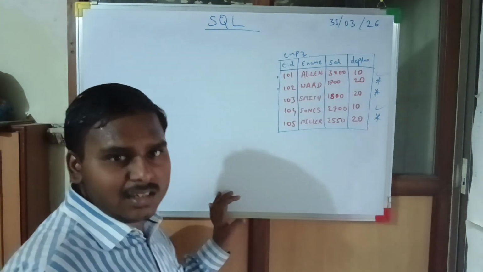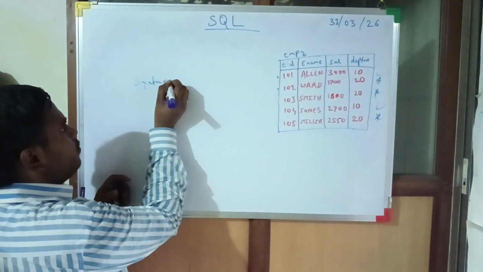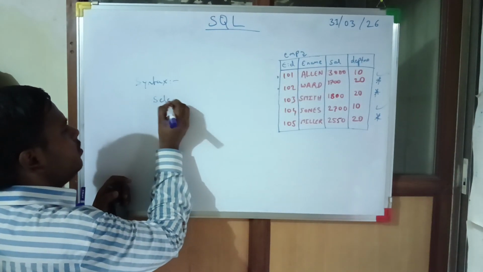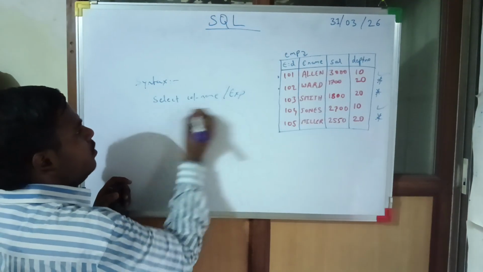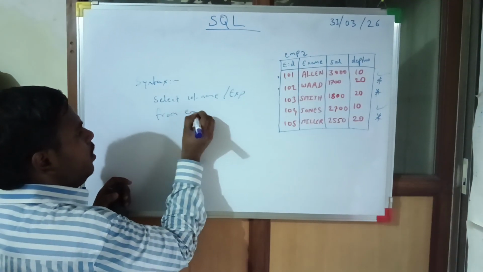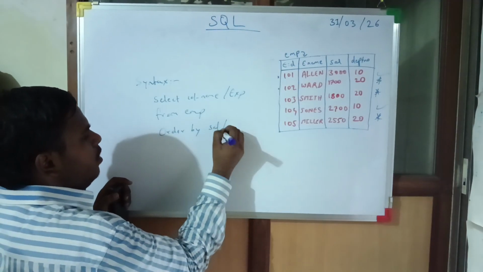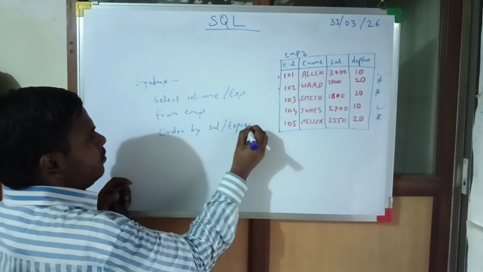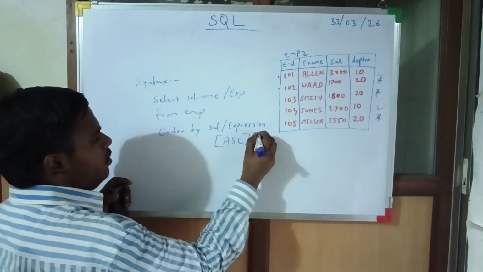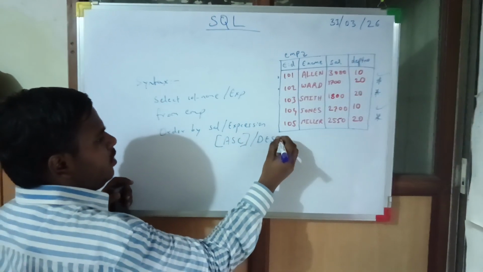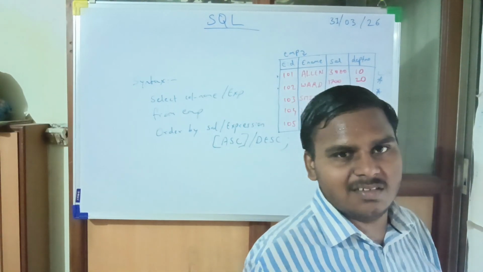So first of all, let's see the syntax. Select column name or expression from EMP order by salary or expression, ascending, which is optional, or descending. For descending we have to mention DESC. The word DESC, have you seen it somewhere? Describe the table.